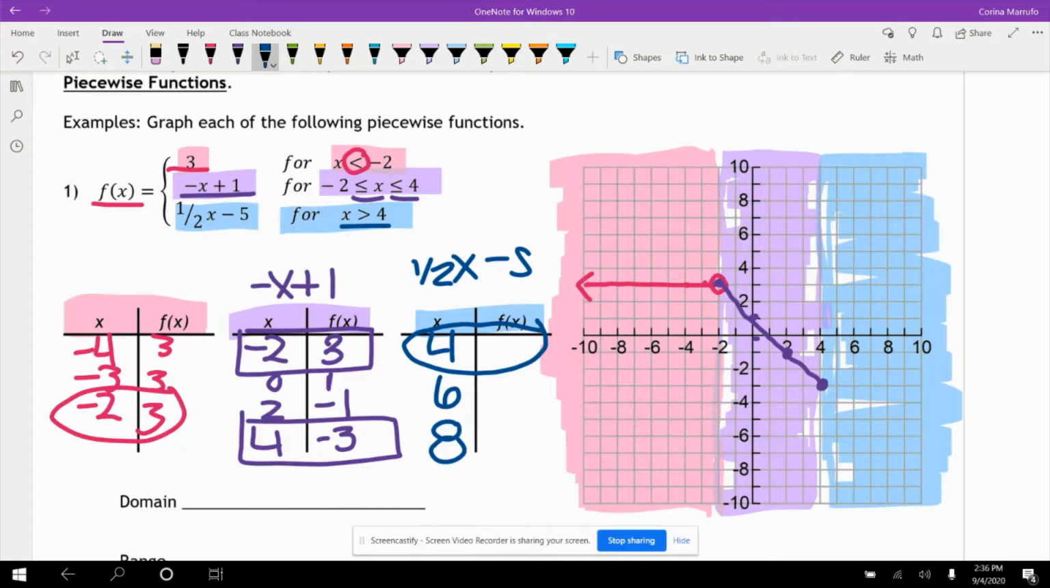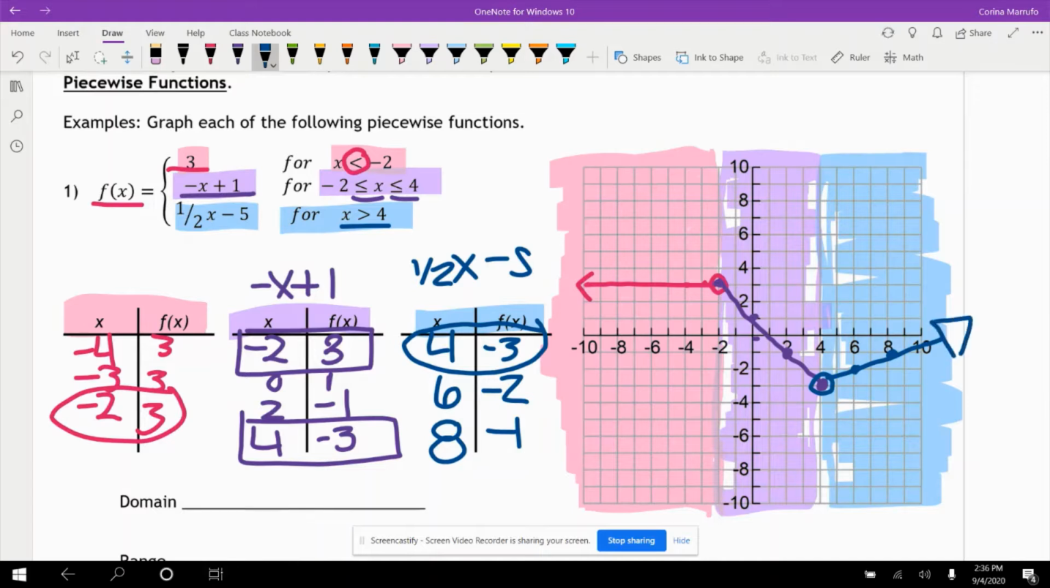So then from here, half of 4 gives me 2, and 2 minus 5 is negative 3. Okay, I'm going to plug in 6 next. Half of 6 is 3, and 3 minus 5 is negative 2. And then half of 8 is 4, and 4 minus 5 is negative 1. So I go ahead and plot those points. So 4, negative 3, that's going to be an open circle here. And then 6, negative 2 would be right here. 8, negative 1, and then we're going to connect those points.